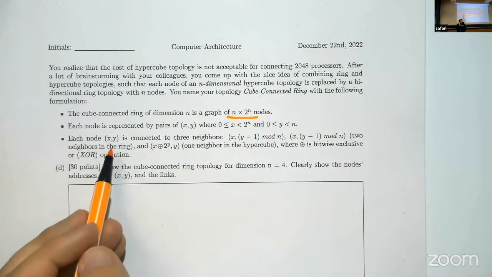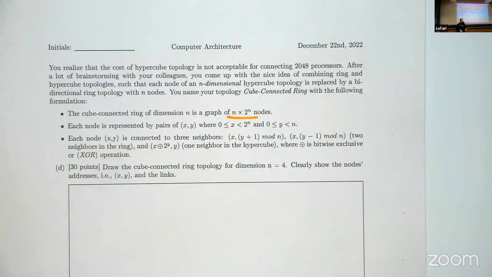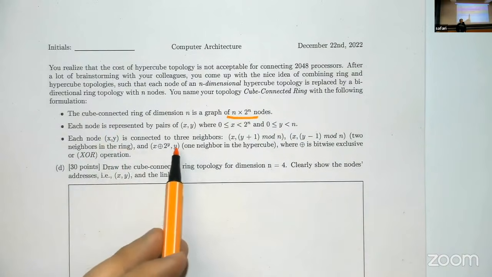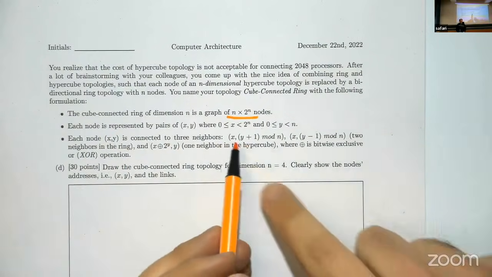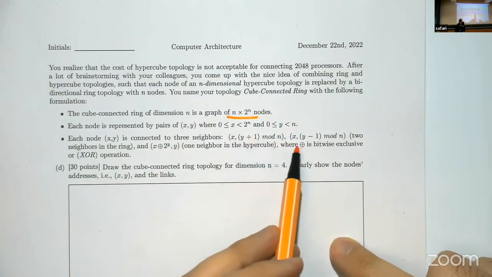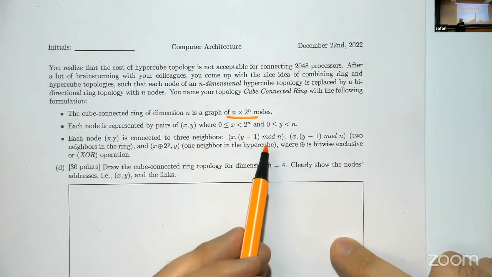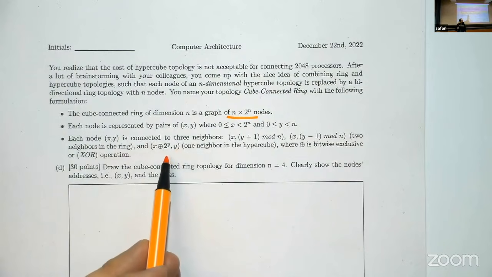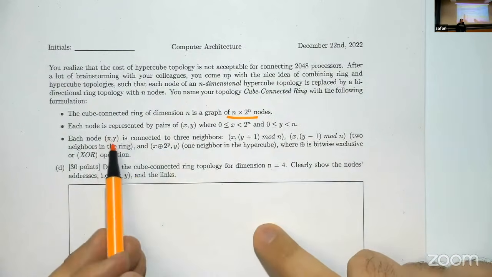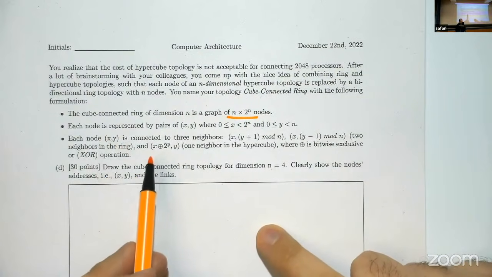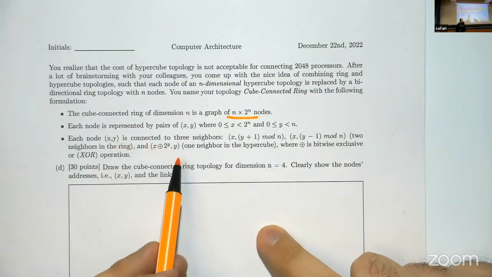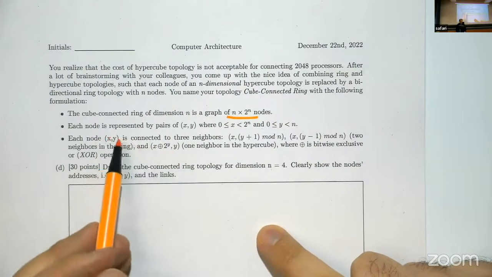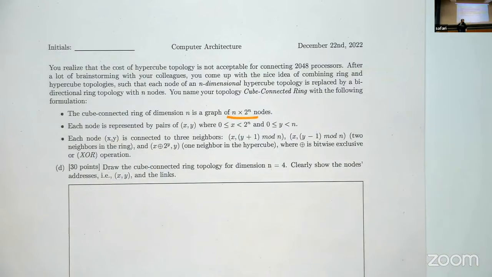Each node (x, y) is connected to 3 neighbors, so the degree of this network is fixed at 3. The first 2 neighbors are the neighbors that we have in the ring, and the 3rd neighbor is the neighbor that we have in the hypercube. So (x, y) is neighbored by (x XOR 2 to the power y, y). This is important to realize. Any question about the formulation of this topology?